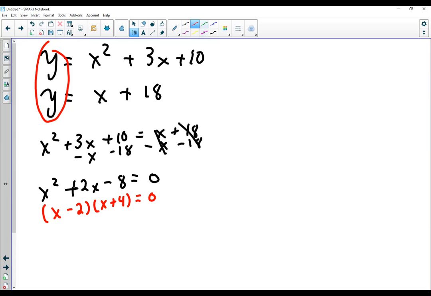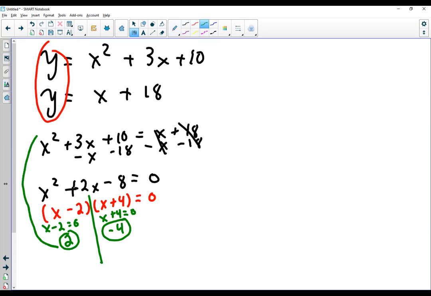But remember, you split it and you solve for each one. So x minus 2 equals 0 and x plus 4 equals 0. So this is 2 and this is negative 4. So 2 and negative 4, those are your two x values. If you have two x values, they need two y values. So I'm going to take both answers and plug them into an equation.